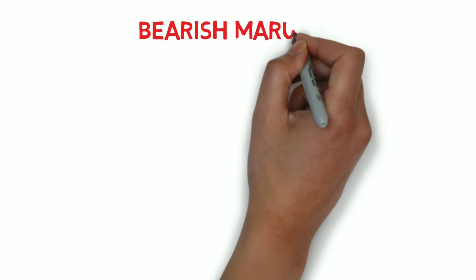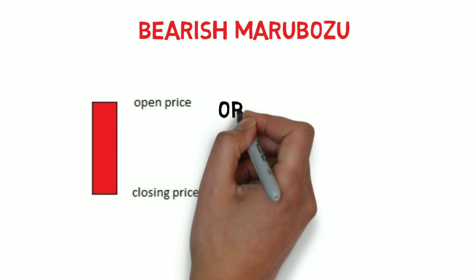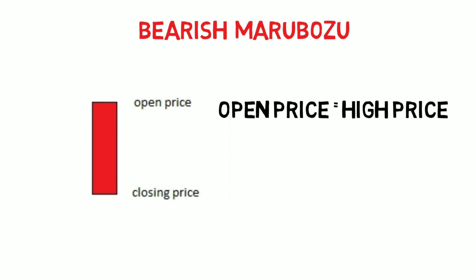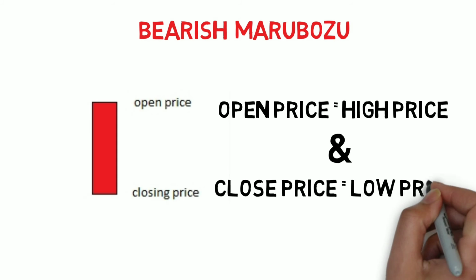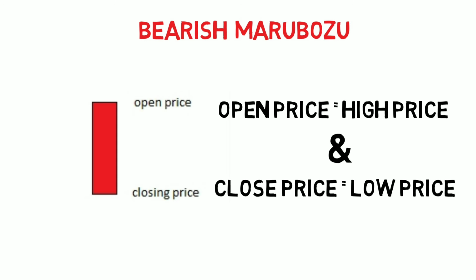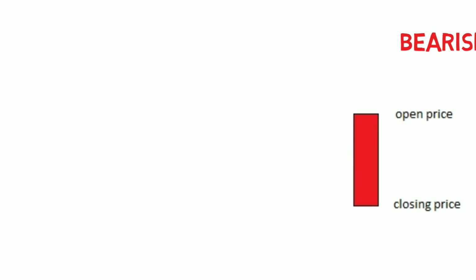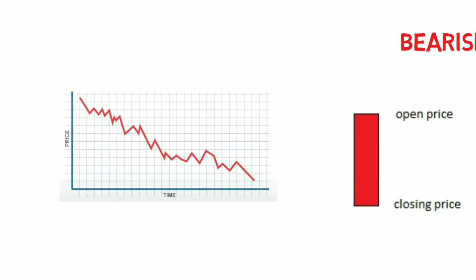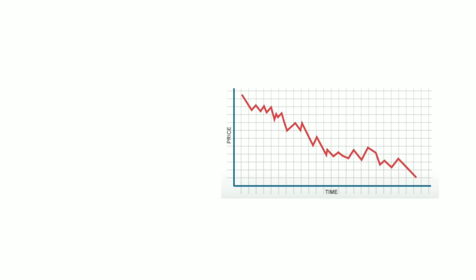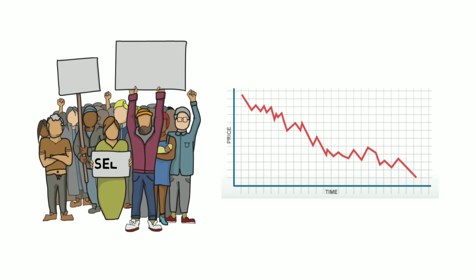Now let's move to Bearish Marubozu. If the open price is equal to the high price and the close price is equal to the low price, then a Bearish Marubozu forms. It is totally opposite to the Bullish Marubozu and it indicates the beginning of a bearish trend or a bigger correction. This happens during a fear situation, where almost every participant wants to sell the shares and come out of the trade.